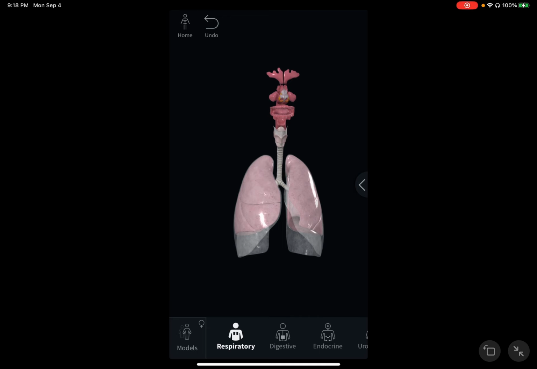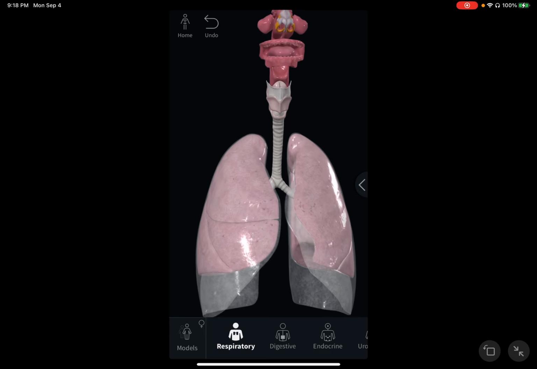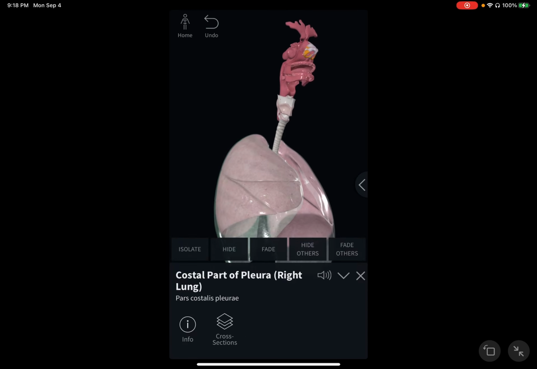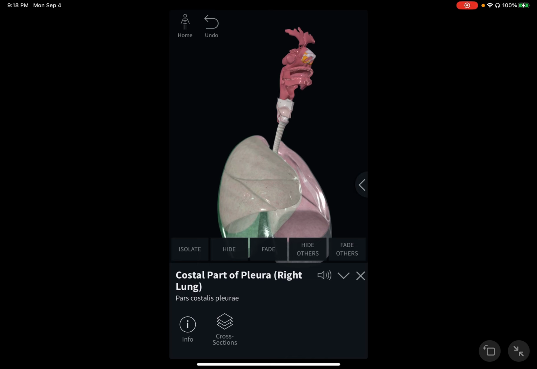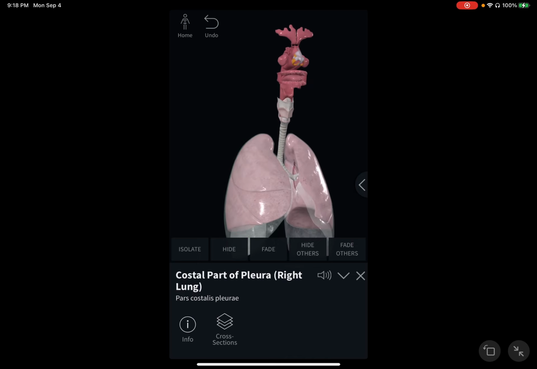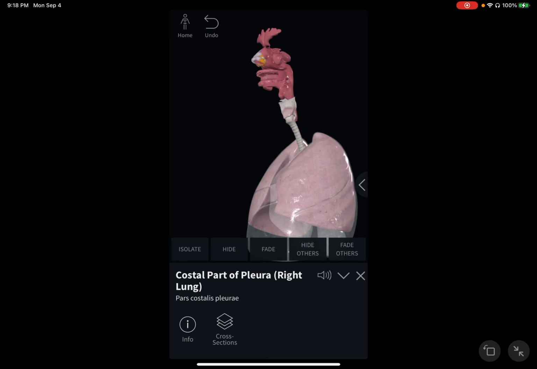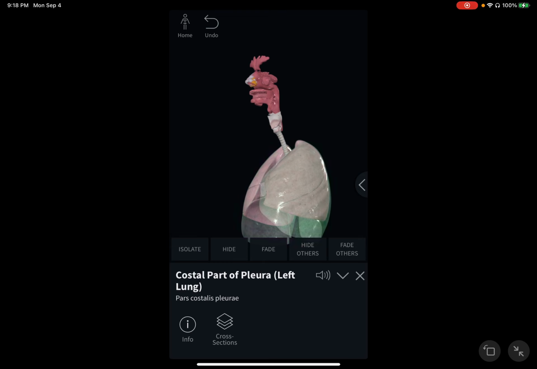Perfect. Can you tell us a little bit more about the right lung and the left lung? Yeah, of course. The major distinction between the right and left, which I'll highlight on the screen, is that the right lung is divisible into three separate portions: the superior, the middle, and the inferior. The middle is the smaller portion of the three. And if you move on to the left lung, the only distinct difference you'll notice is that you have two separate lobes, inferior and superior.